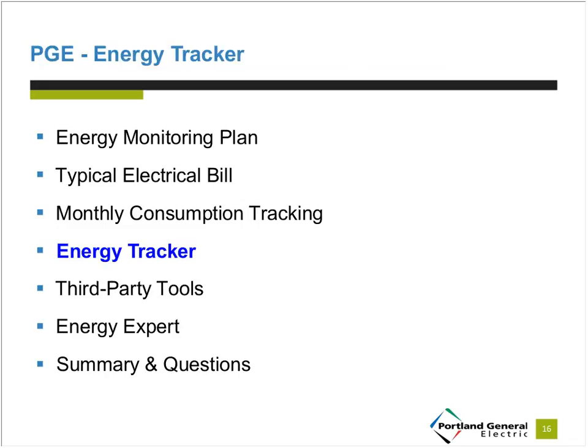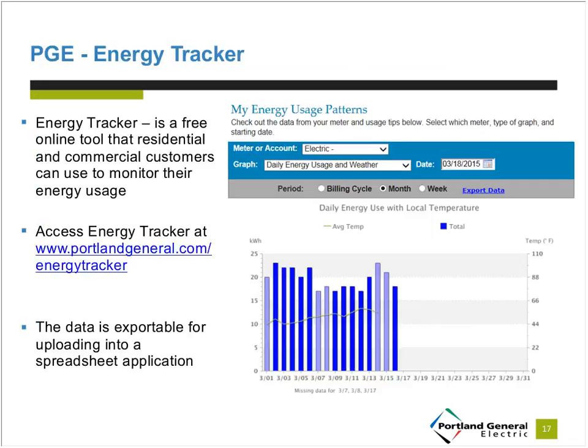So one of the tools, and this is a free tool that PGE offers its customers, all of its residential customers and most of its commercial customers, this is small to medium-sized commercial customers, is a tool called Energy Tracker. You access the tool by going to portlandgeneral.com/energytracker, or there are steps or links that you can jump to get to Energy Tracker. Basically, again, it's a free tool, and it allows people to monitor their electrical usage.